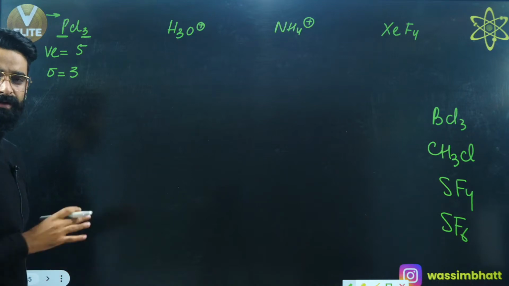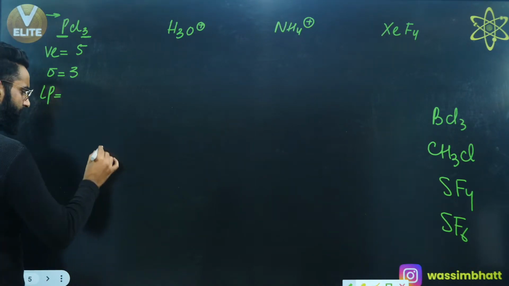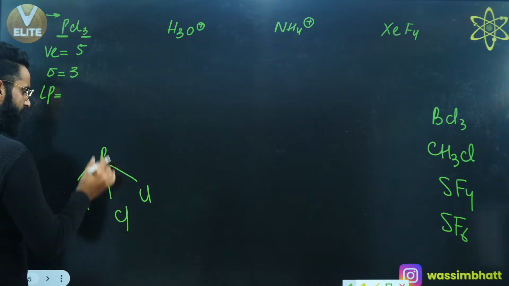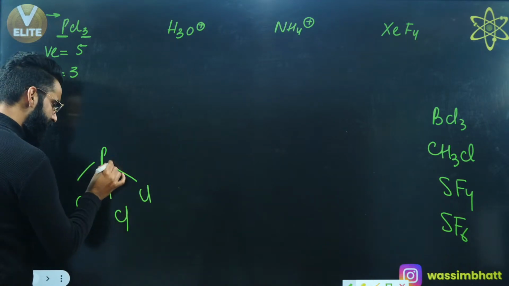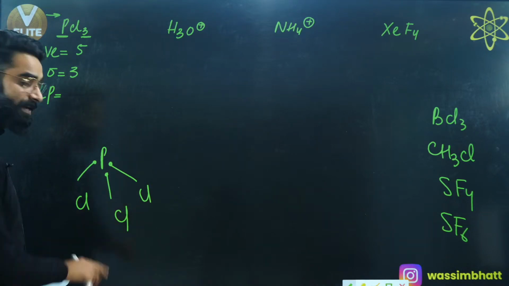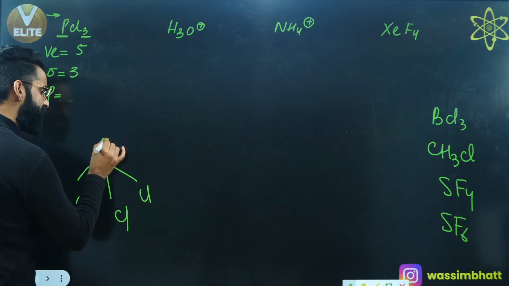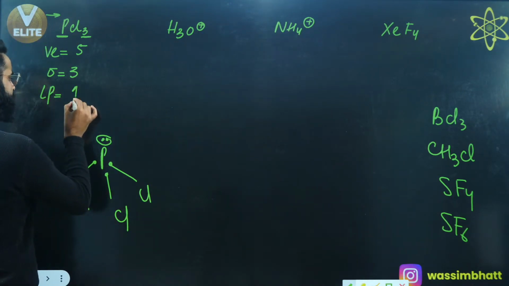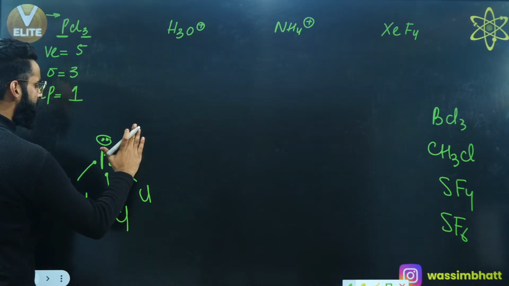Now it's time to calculate the lone pairs on phosphorus. See guys, phosphorus is making 3 bonds with chlorine, correct? Phosphorus has 5 valence electrons. Out of 5 valence electrons, this phosphorus is using 1, 2 and 3 for the bonding. So there'll be 2 electrons left on phosphorus in the form of a lone pair. So how many lone pairs are there with phosphorus? 1 lone pair, yes. So I got to know the number of sigma bonds, and I got to know the number of lone pairs.